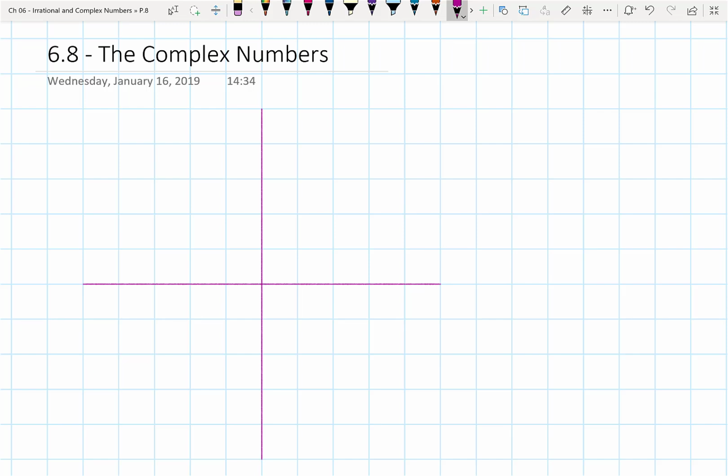So what we're doing today is plotting complex numbers on a complex plane. The first thing that you're going to want to do, other than draw an axis out, is to label the horizontal axis as the real numbers and label the vertical axis as an imaginary number line.